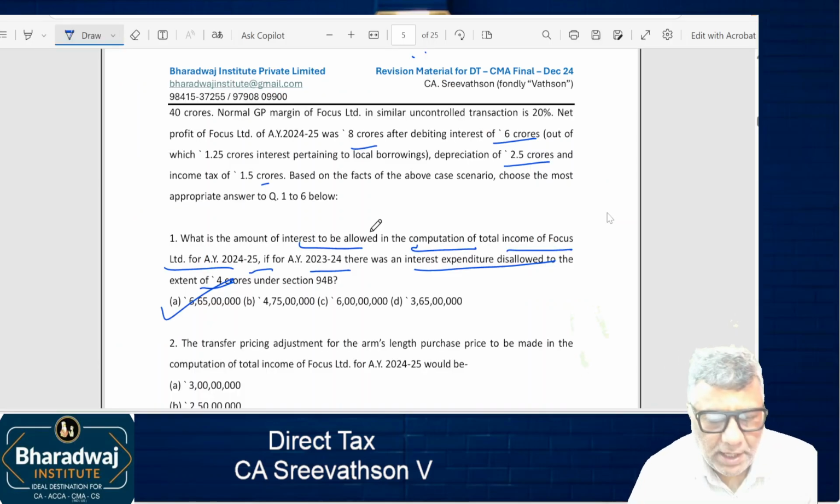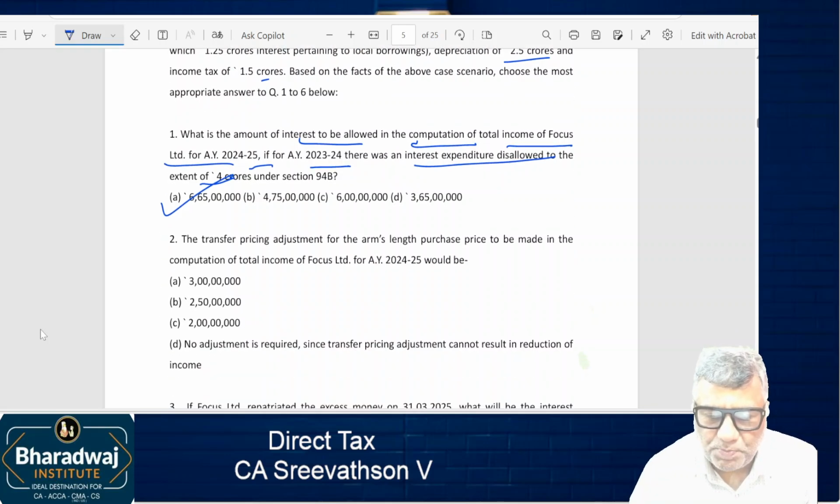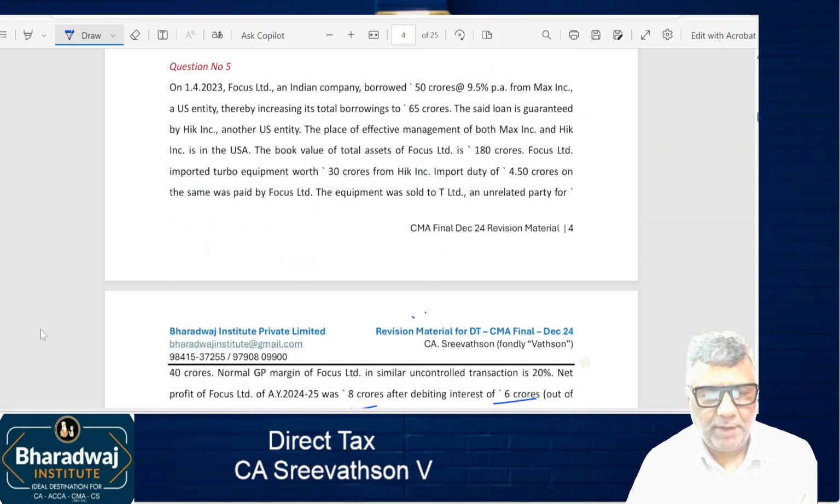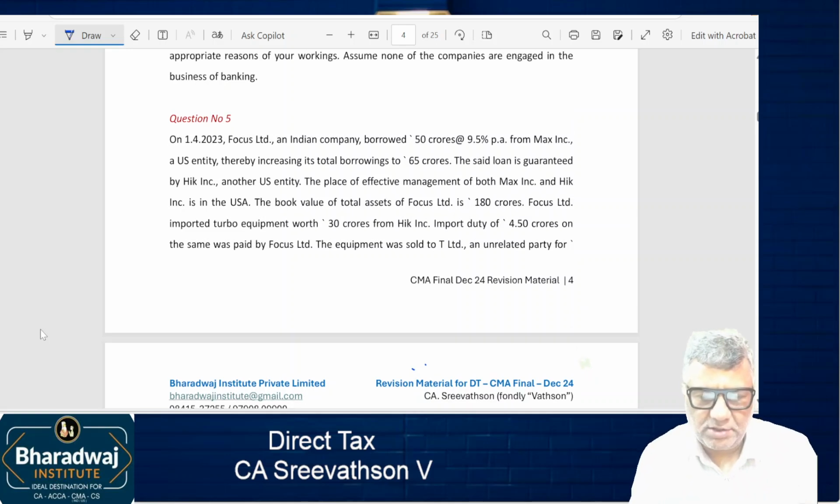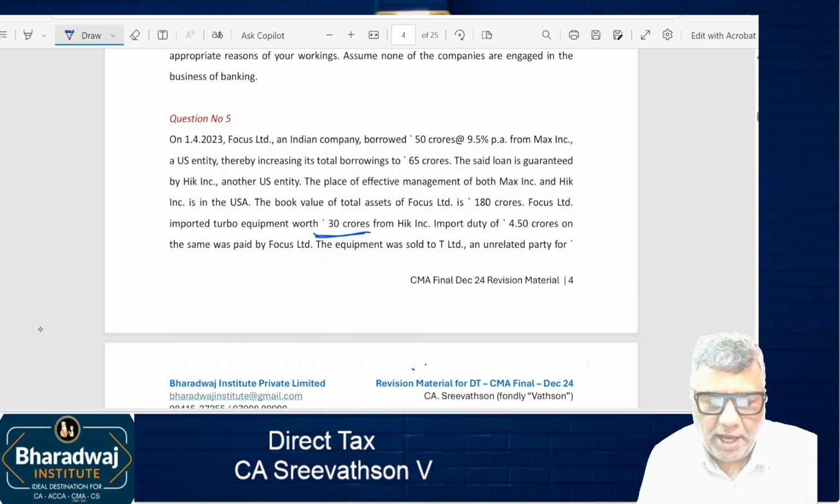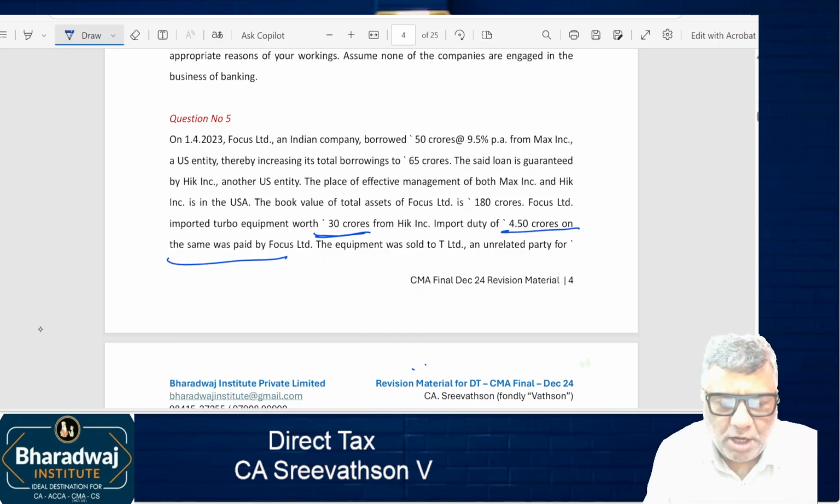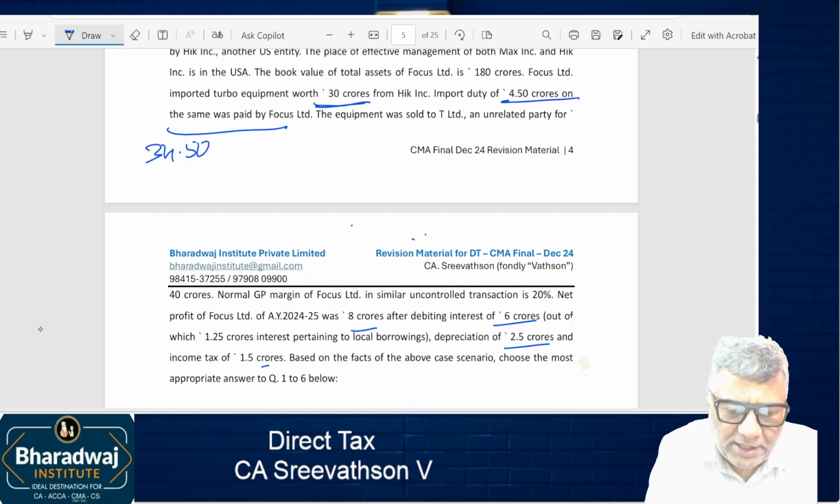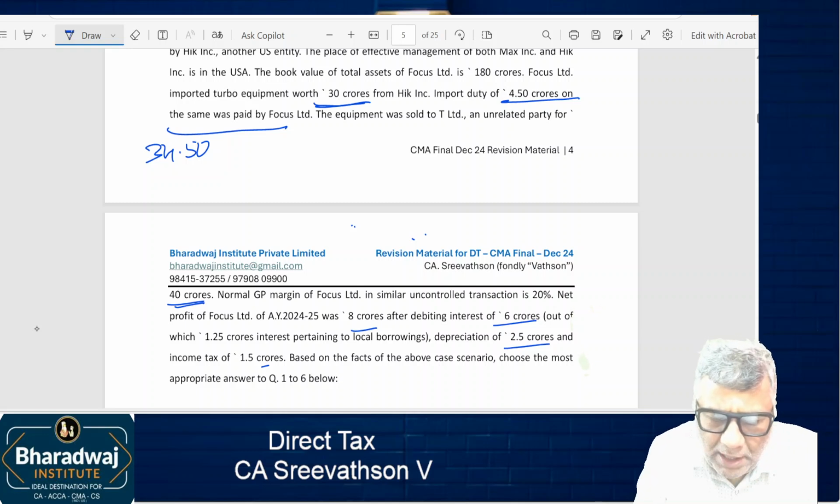Shall I? Okay. The TP adjustment for arm's length price for purchase price is to be made in the computation of total income. Okay, right. 3 lakh, no adjustment since transfer cannot result in reduction of income. Okay, right. Let us check that. Focus Limited imported from Turbo Limited goods worth 30 crores from HIK Incorporation. Import duty 4.5 crore on the same was paid by Focus Limited. So my cost comes to 34.5 crores. The equipment was sold to an unrelated party for 40 crores. The normal GP margin is similar, 20%.